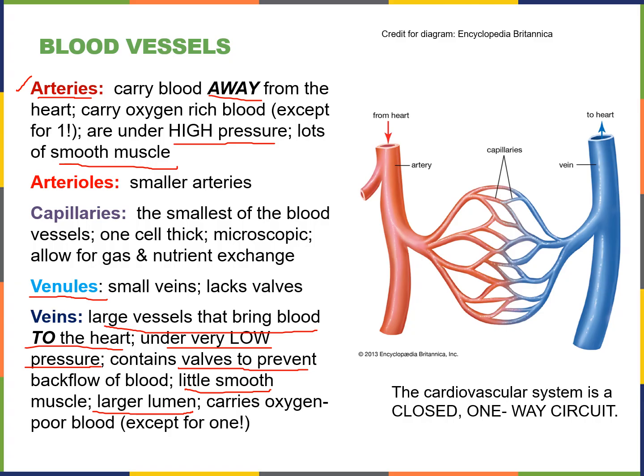And most importantly, veins all carry oxygen poor blood, what can be called deoxygenated blood, except for the pulmonary vein. So you have to remember those two exceptions. The pulmonary artery is an exception to the statement that all arteries carry oxygenated blood, and the pulmonary veins are an exception to the statement that all veins carry deoxygenated blood or oxygen poor blood.